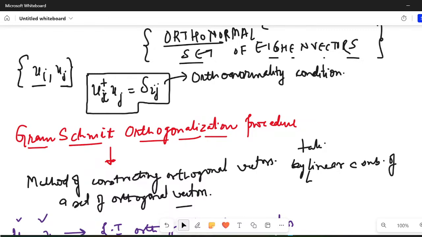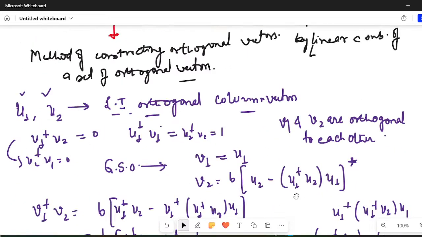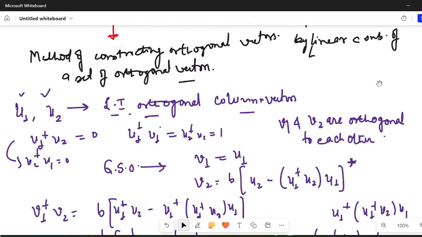So what was Gram-Schmidt orthogonalization? For Gram-Schmidt orthogonalization, I was doing this and all of a sudden I thought that if this is u1 u2 then it is equal to 0. Okay, just give me a minute.